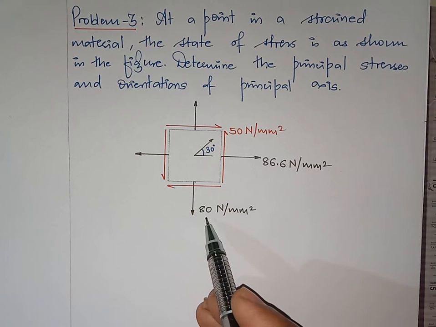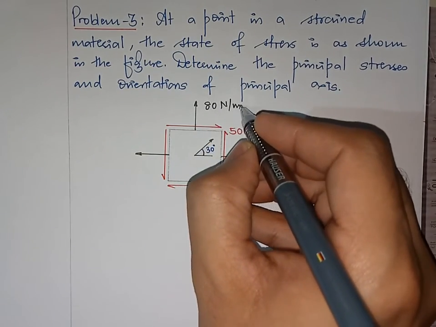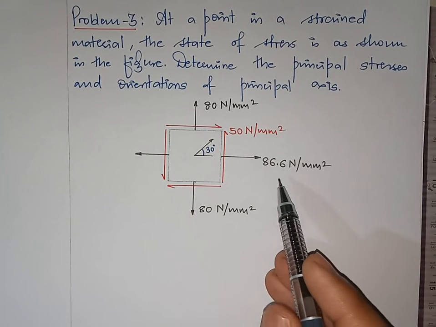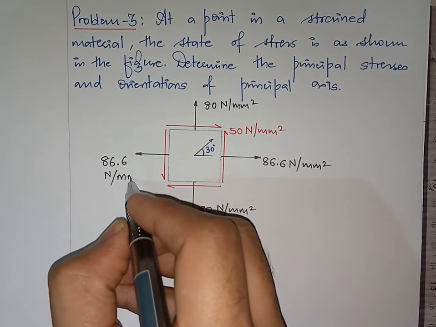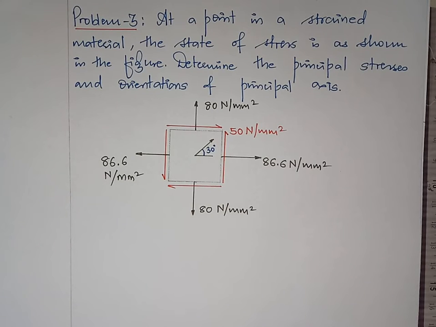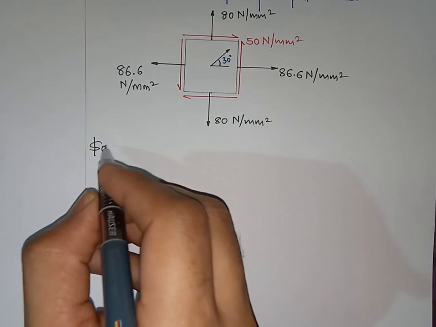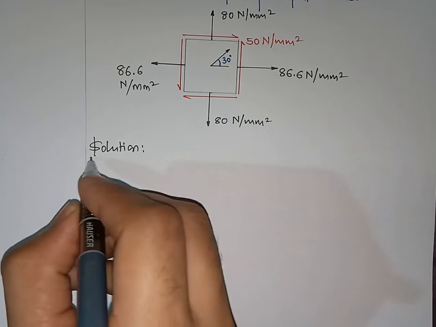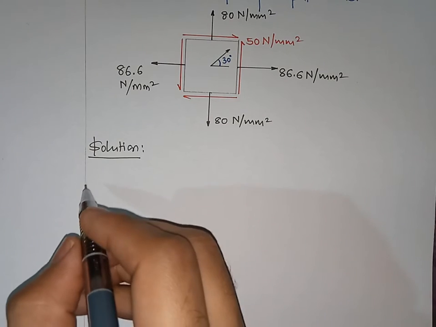Now he has given this as 80. It also means that this is 80 Newton per mm square, right? When he has given this as 86.6, it means that this is also 86.6 Newton per mm square. So that is by default what you need to understand, right? So now let me start with the solution part. So I'll write it as solution.